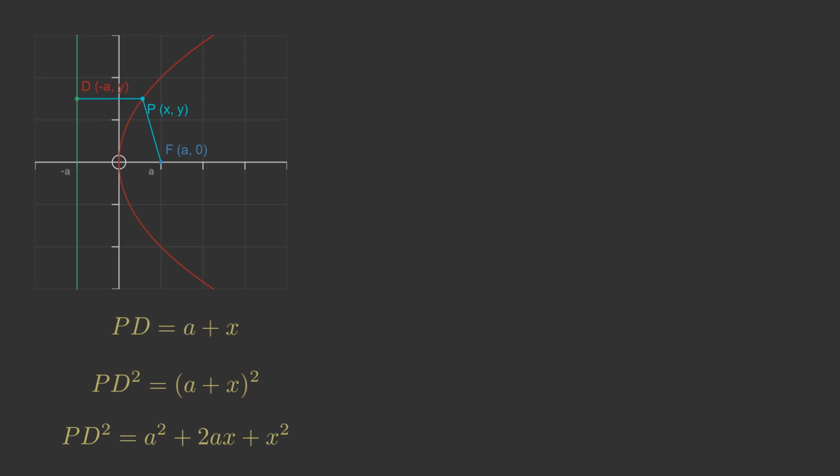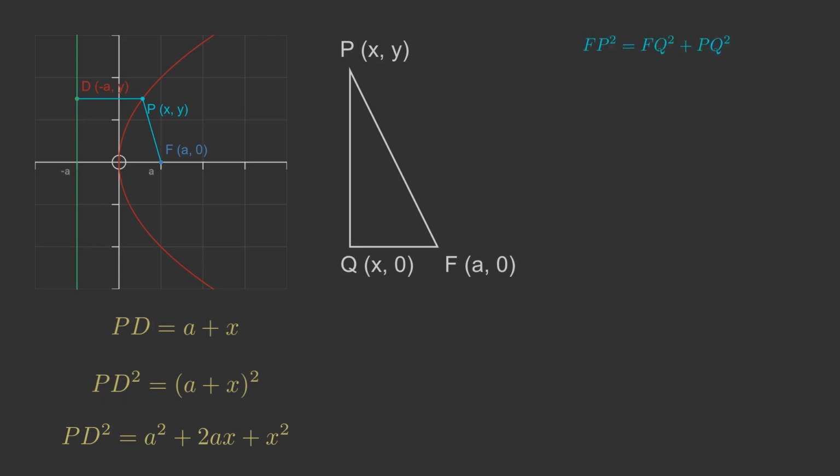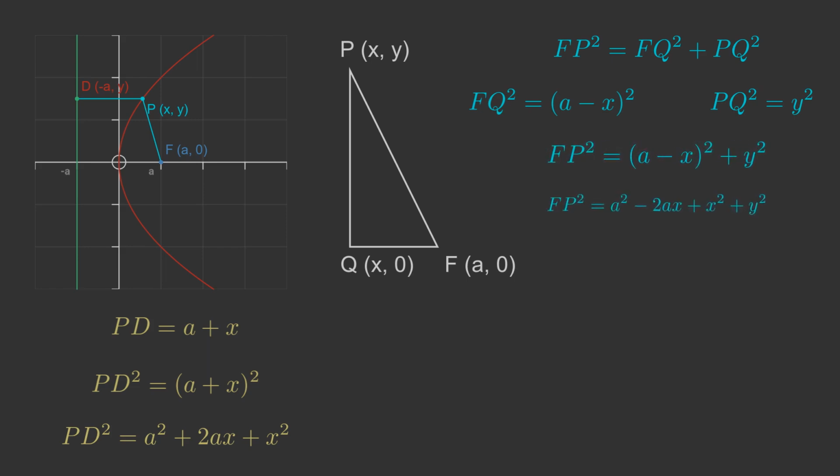To find the length FP, we first form a right-angled triangle, FPQ. Using Pythagoras, we know that FP squared is FQ squared plus PQ squared. F is at (a, 0) and Q is at (x, 0), so the length FQ is a minus x, and FQ squared is (a minus x) squared. Since P is at (x, y) and Q is on the x-axis, the length PQ is y. PQ squared is y squared. So we have this equation for FP squared. We can expand this.